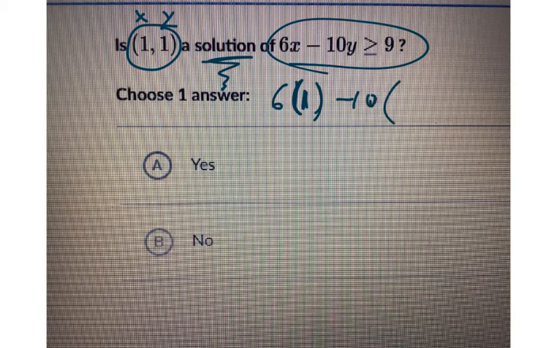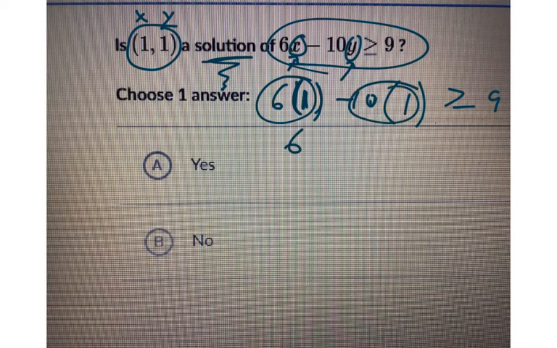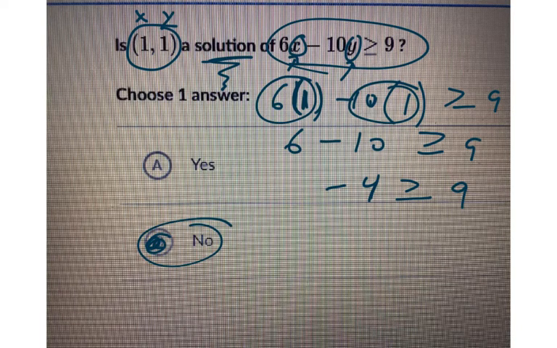See what I'm doing here? I'm just plugging in 1 for X and 1 for Y. I just plugged it in for X and Y, right? X is 1, Y is 1. Let's see. 6 times 1 is 6. 10 times 1 means I'm minus 10. Is negative 4 greater than or equal to 9? Of course not. Negatives are never greater than positive numbers, right? And you would just click on no, and you'd get it right.